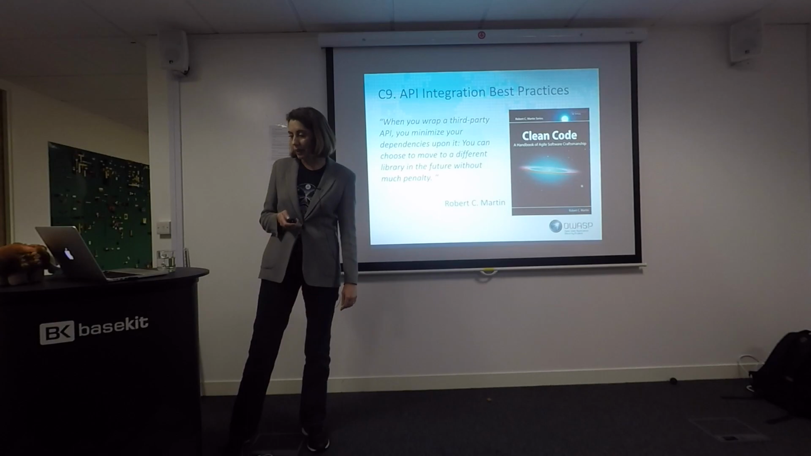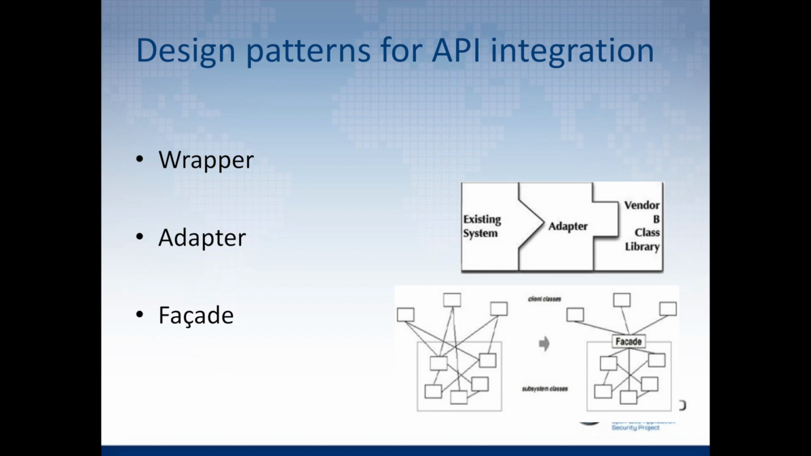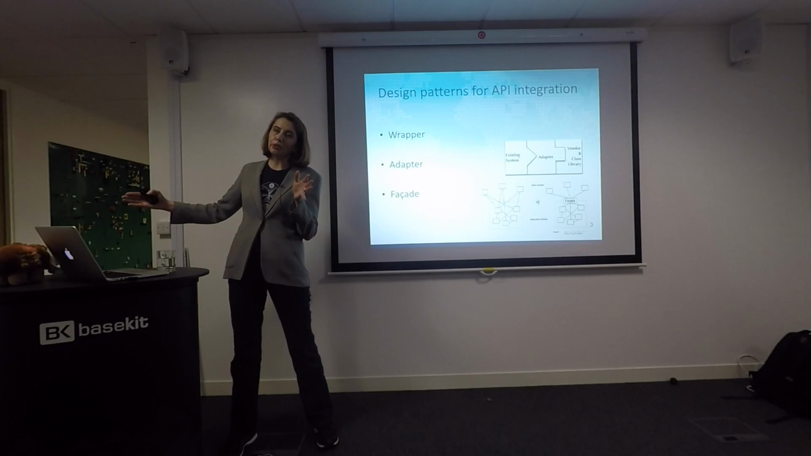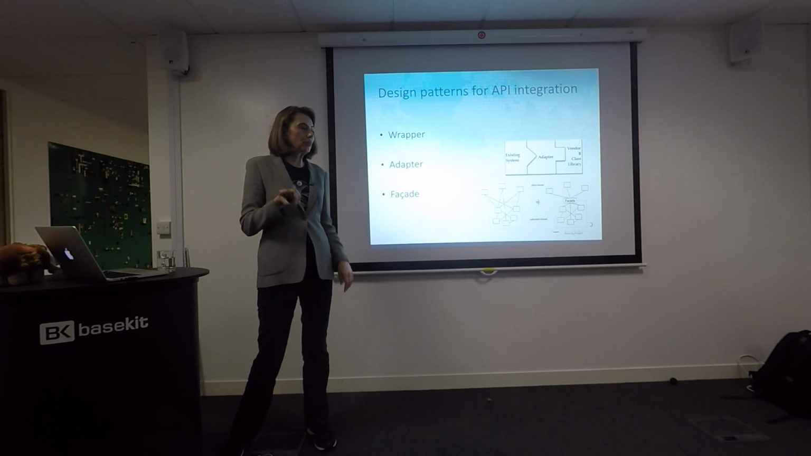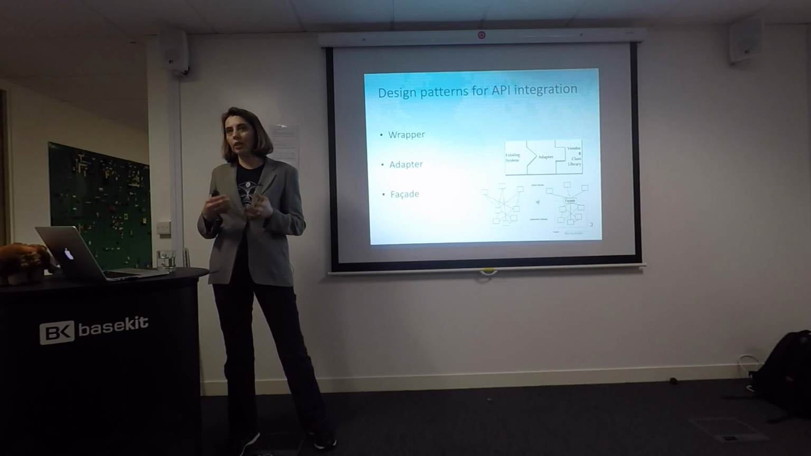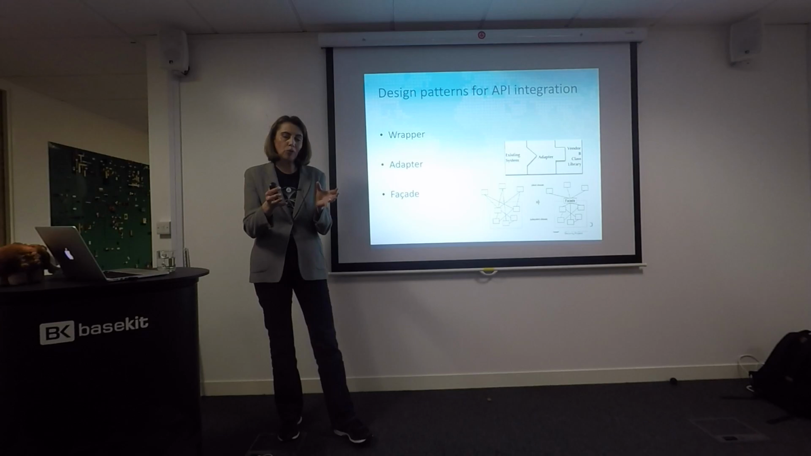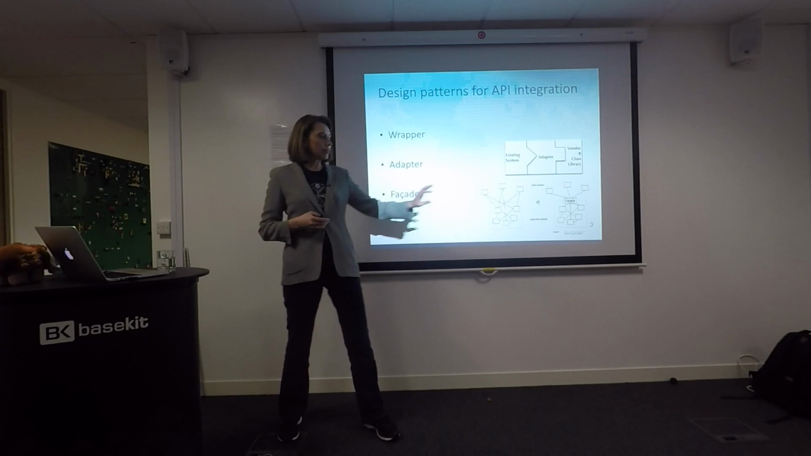So when it comes to design patterns, these are some of the design patterns that you can use when you bring in your libraries. You can use a simple wrapper if you would like to just expose into your code the functionality that you need, so you're not interested in the functionality that you don't want. You can use an adapter if you need to change from the required interface to your own interface. And you can use a facade for complex subsystems. So if you have a complex subsystem that you want to simplify the interaction of with your own software, this is a very good design pattern.